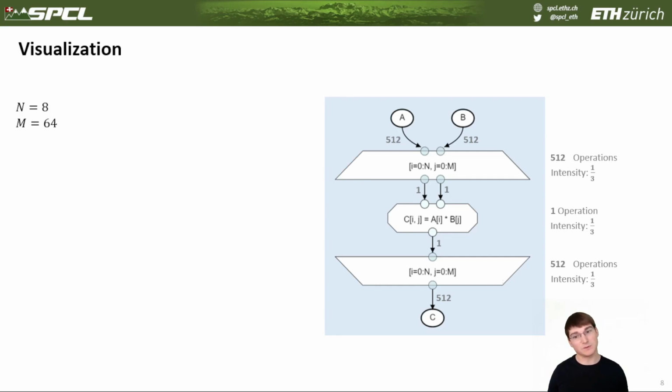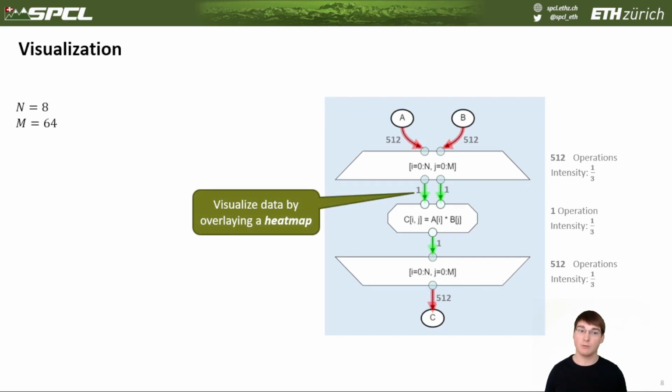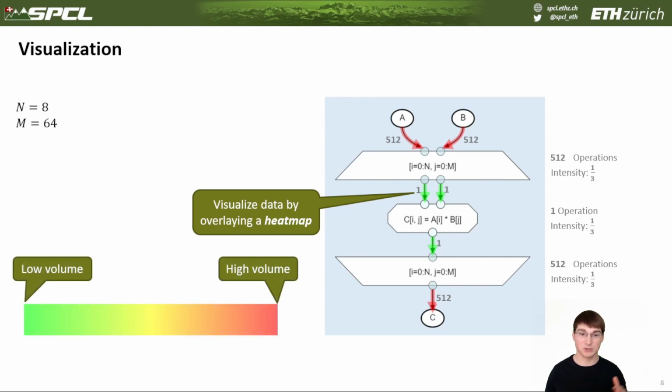So what we can do now is visualize this information. We do this by using a heat map technique, where we color the data movement edges on a color spectrum ranging from green to red. The more data a data movement edge moves, the more it leans towards the red end of the spectrum, and the less data it moves, the more it leans towards the green end. What this allows you to do, even for a large application, is spot at a glance where you might have a data movement bottleneck by spotting red colored regions in the program.